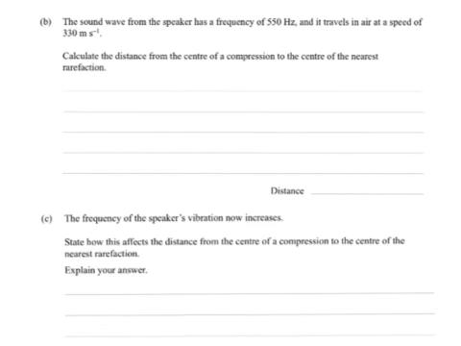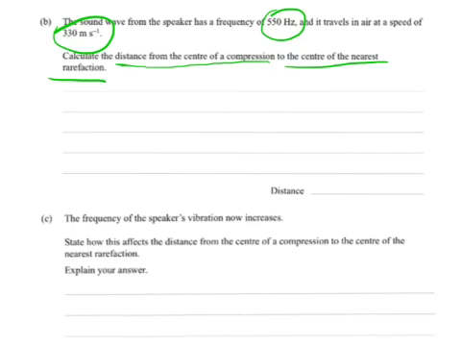B. The sound wave from the speaker has a frequency f of 550 Hz and it travels in air at a speed of 330 meters per second. Calculate the distance from the center of a compression to the center of the nearest rarefaction.